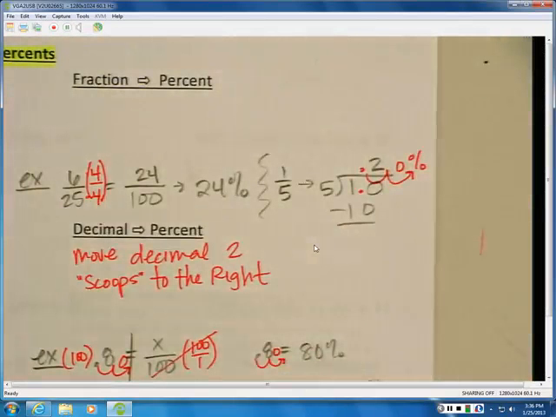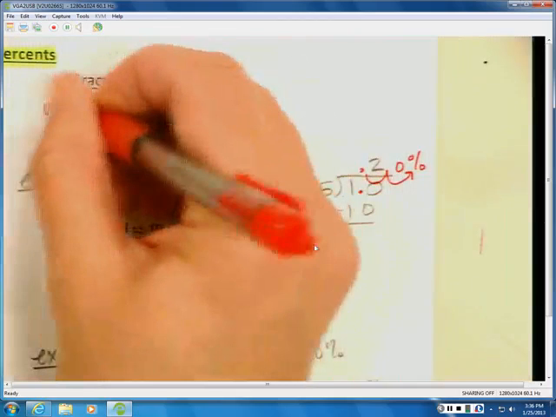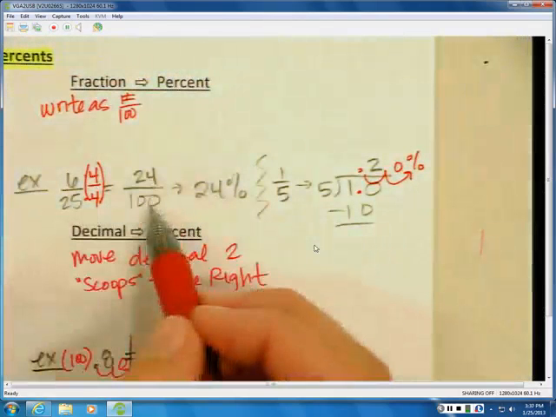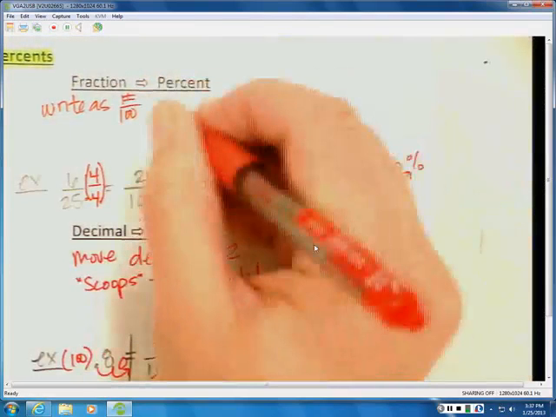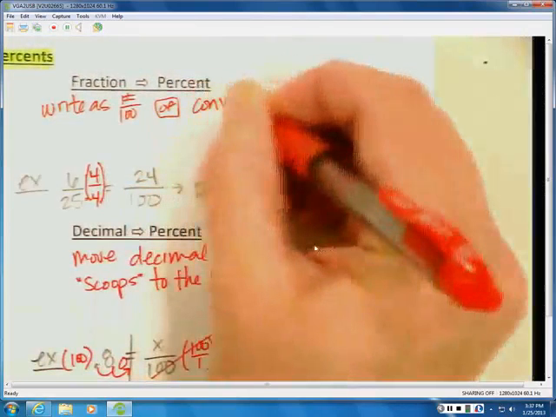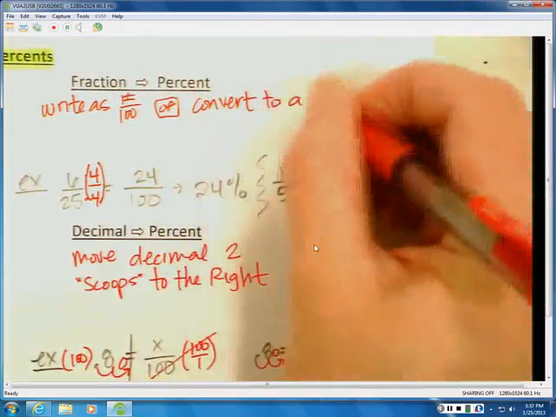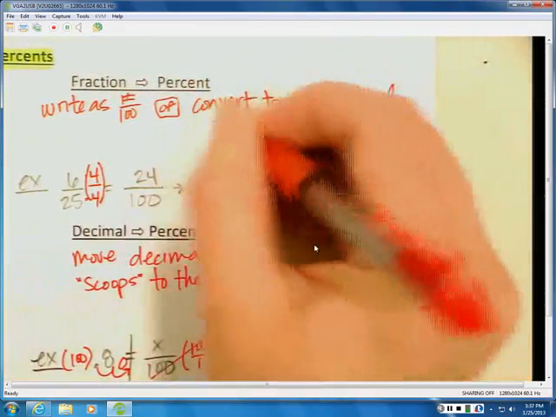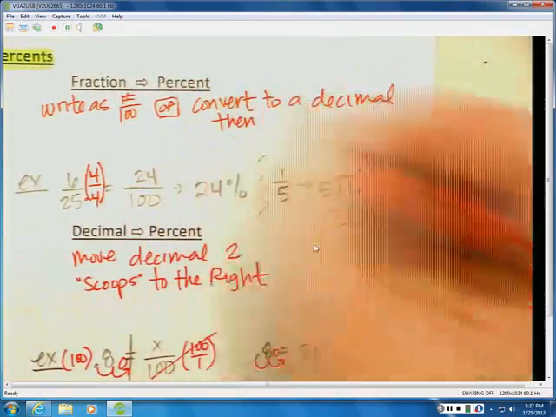Let's summarize our two processes. I can either write as some number over 100. Right? So I'm taking my fraction and I'm rewriting it as something over 100. And then I know that this something is my percent. Or I can convert to a decimal and then convert that into a percent.